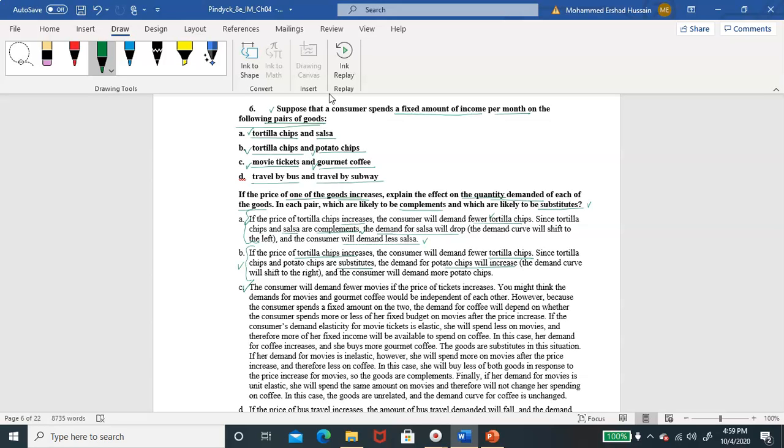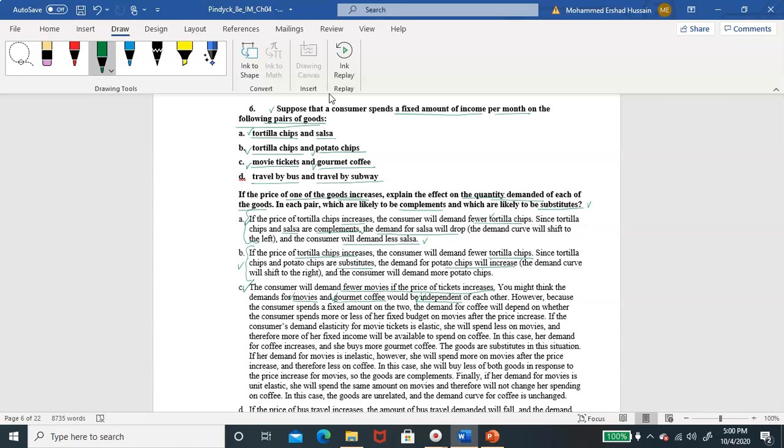The consumer will demand fewer movie tickets if the price of tickets increases. You might think that demand for movies and gourmet coffee would be independent of each other. However, independent means it doesn't matter. They consume movie tickets separately from gourmet coffee. That is what independent means.